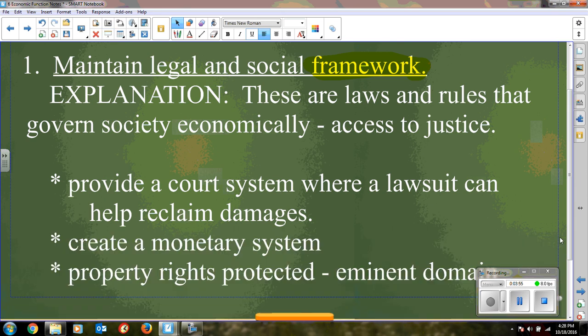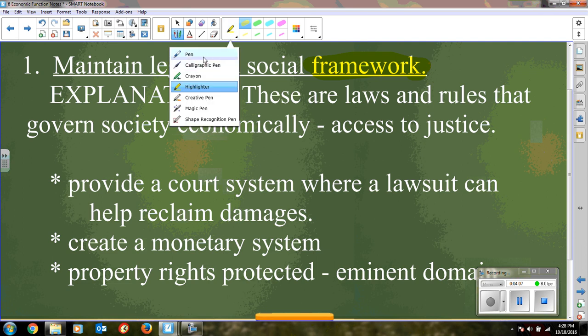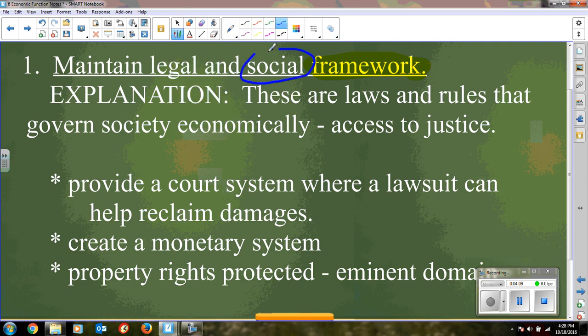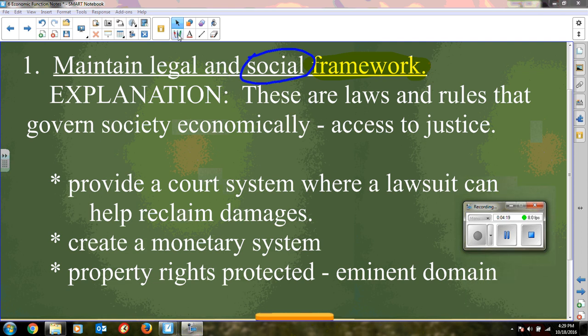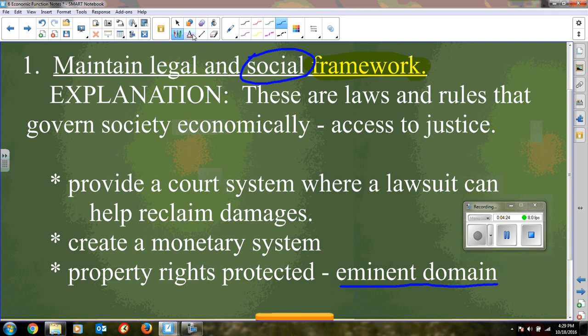Or they create a monetary system. Now, that might not seem like a legal and social framework, but it might not be a legal framework, but it is a social framework. The social framework is the idea that we need that in society. We need money in society to be able to function as a society. Okay. The last one is a term called eminent domain. Okay. And eminent domain is the ability of the government to take land to be used by the government.